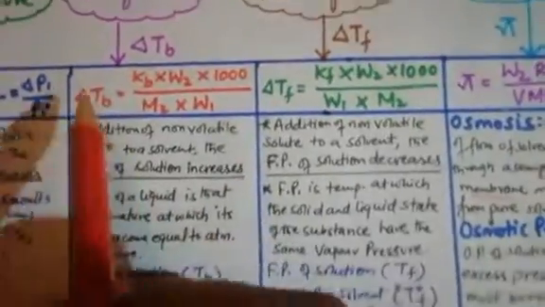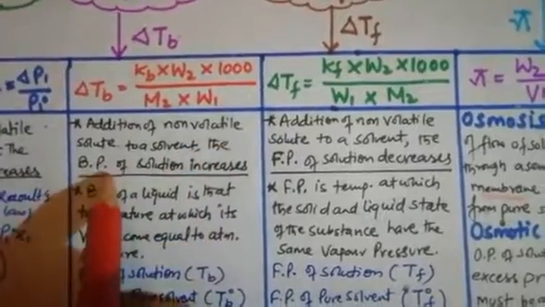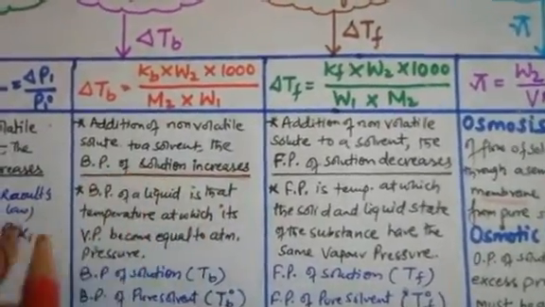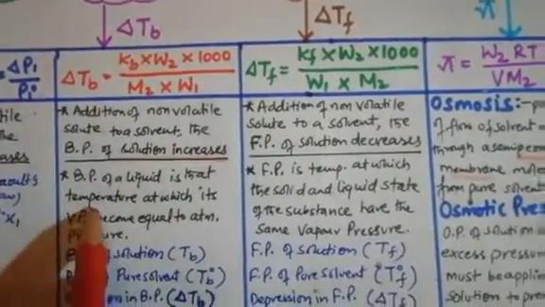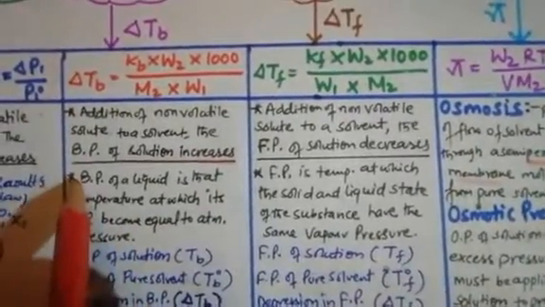So let's discuss. When a non-volatile solute is added to a solvent, the boiling point of the solution will increase. Okay, the boiling point of the solution will increase, a very important line. And what is the boiling point of a liquid? It is that temperature at which its vapor pressure becomes equal to the atmospheric pressure. Sometimes the definition is asked.